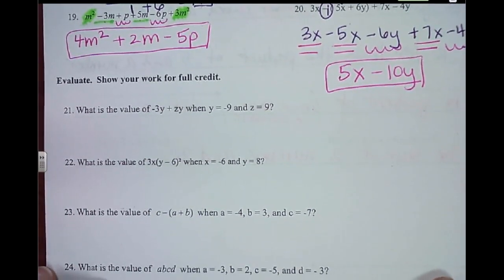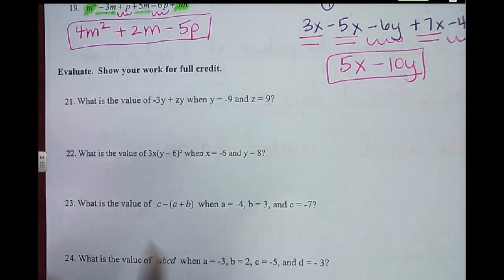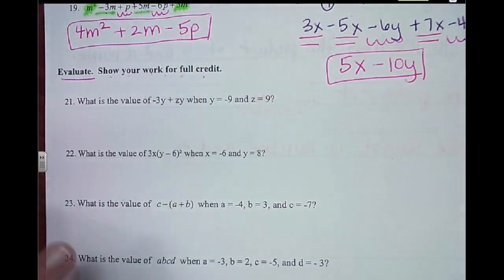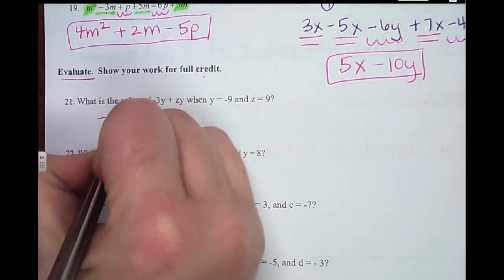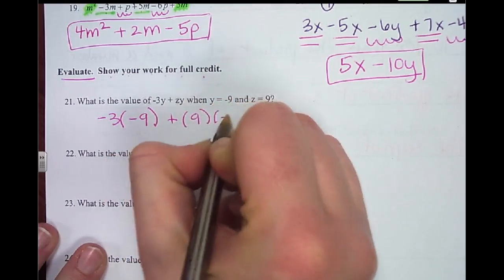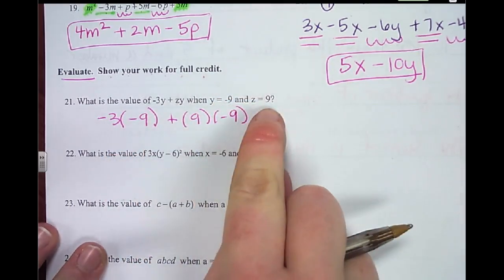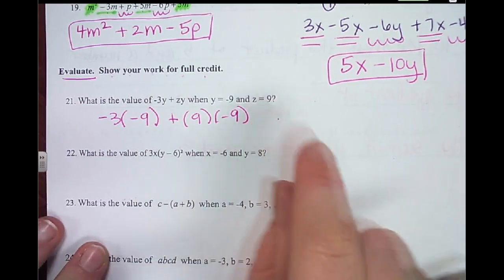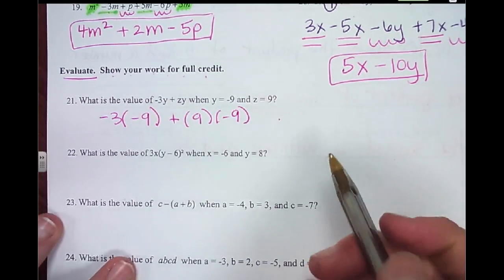Okay, so the next 4 we're going to evaluate. Notice again, show your work for full credit. Okay, so I'm going to plug in the numbers. Negative 3 times negative 9 plus 9 times negative 9. So I'm just plugging in the numbers that they give me. So order of operations, no parentheses, no exponents, I'm going to do multiplication.